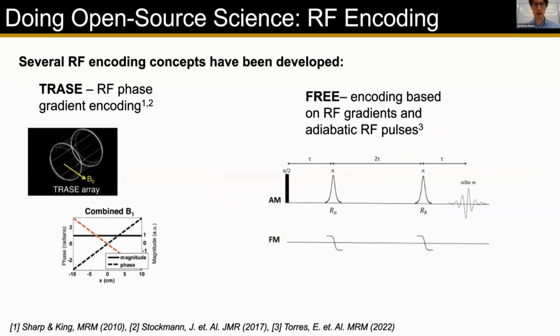And there are a number of great RF encoding concepts that have been developed. TRACE is one, RF phase gradient based encoding. They use a phase gradient in their B1 field to do their encoding. Another recent publication was on encoding based on adiabatic RF pulses paired with an RF gradient to do some encoding. These are really interesting applications.